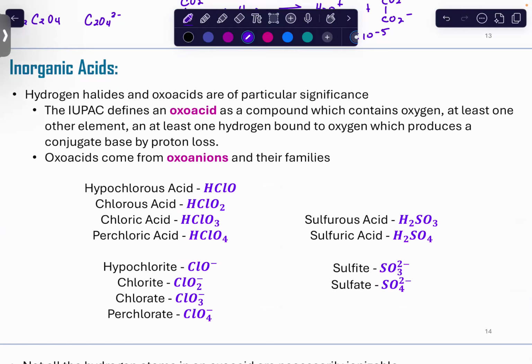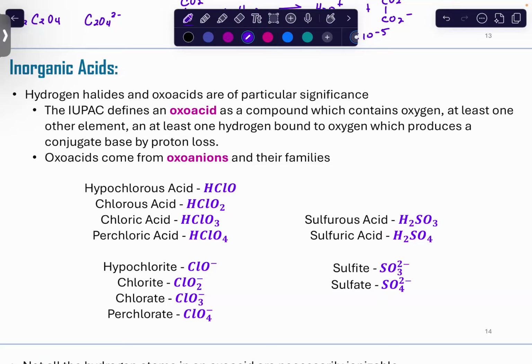Now, here's some IUPAC naming conventions. We talked about how oxo acids are made from oxo anions. You have families of oxo anions that you can make acids out of. So see here, you see the chloric acid, the chlorate family, and how that can be turned into all of these different acids that follow the same naming scheme as the family. Then of course you see the sulfurous and sulfuric acid comes from sulfite and sulfate.